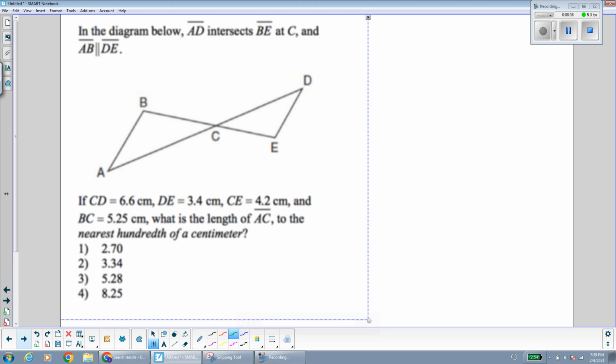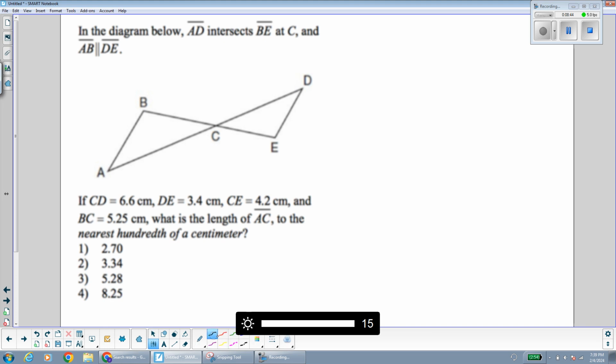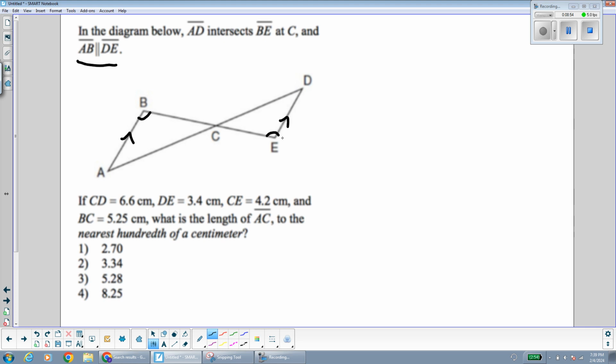Okay, moving along over here. They tell us in this question that AB is parallel to DE. So already from that, I see that we have the congruent alternate interior angles once again, and we have congruent vertical angles like we had before. We already know that the triangles are similar to each other by AA.